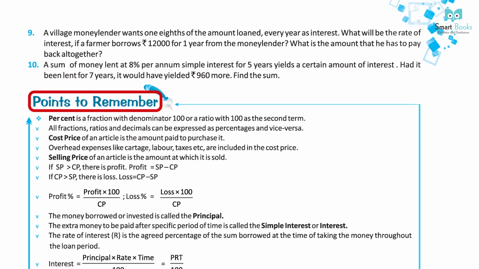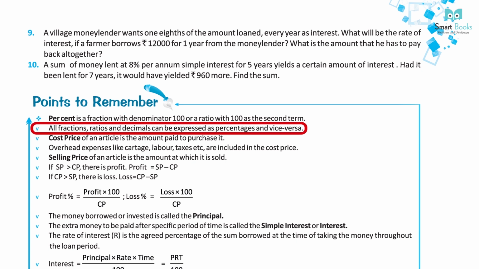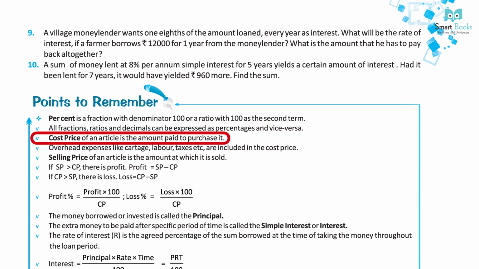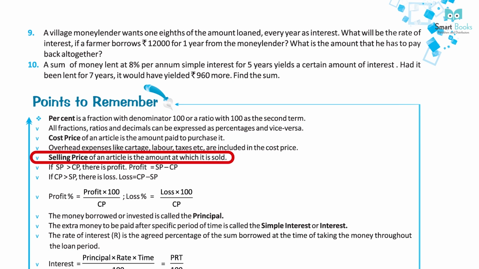Points to remember: percent is a fraction with denominator 100 or a ratio with 100 as the second term. All fractions, ratios and decimals can be expressed as percentages and vice versa. Cost price of an article is the amount paid to purchase it. Overhead expenses like cartage, labor, taxes, etc. are included in the cost price. Selling price of an article is the amount at which it is sold. If selling price is greater than cost price, then there is profit.